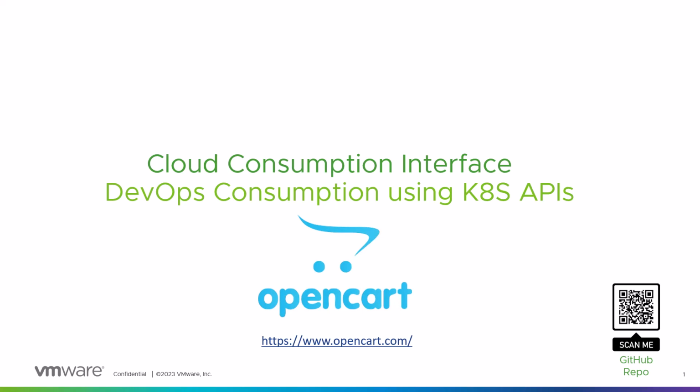In this demo, we will leverage the Cloud Consumption Interface, CCI, powered by Aria Automation and vSphere Plus subscription, to deploy a two-tier e-commerce Kubernetes-based open source application called Opencart. For instructions on deploying the application fully from the command line and access to the Kubernetes YAML manifests, scan the QR code on the screen to access the GitHub repo.